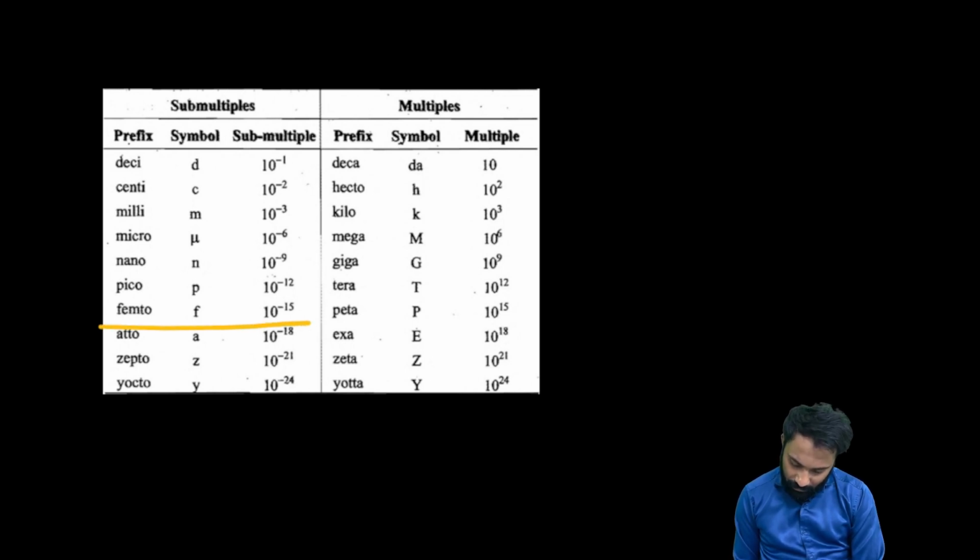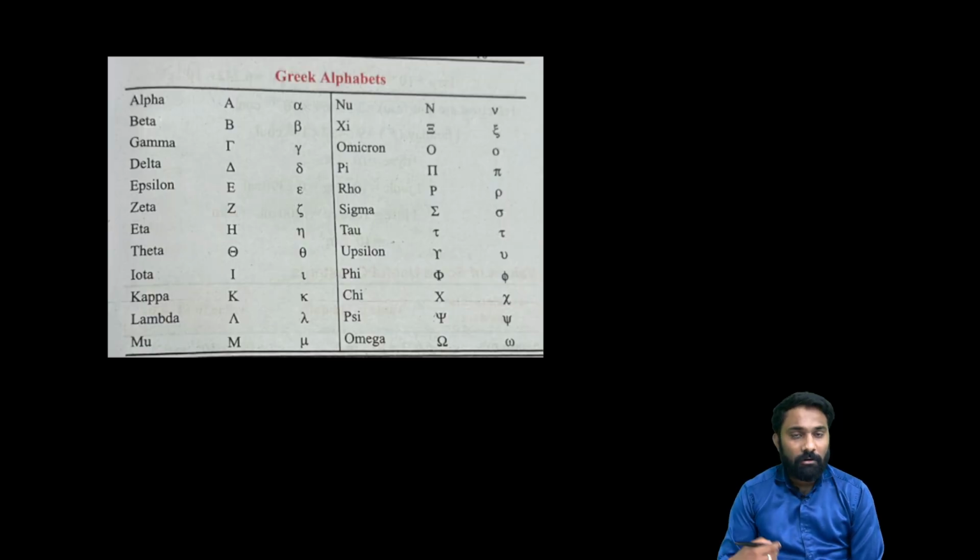Now you can remember up to femto, but in our chemistry, at most we will use only up to pico. Clear? Now after that, next I want to show you some abbreviated words. What are the words or units that we are going to use?